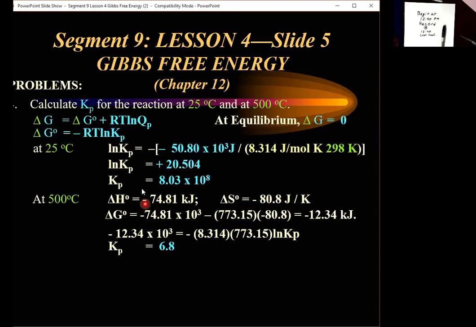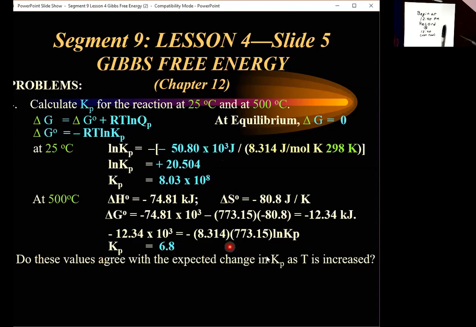Okay, well, what did we say? The reaction was exothermic, right? Which means if you raise the temperature, Le Chatelier says it'll shift to the left, which means it's going to reduce the equilibrium constant. Hey, look, that's what we got. But now we got numbers. It was this value at 25 degrees. It's only 6.8 at 500 degrees Celsius.